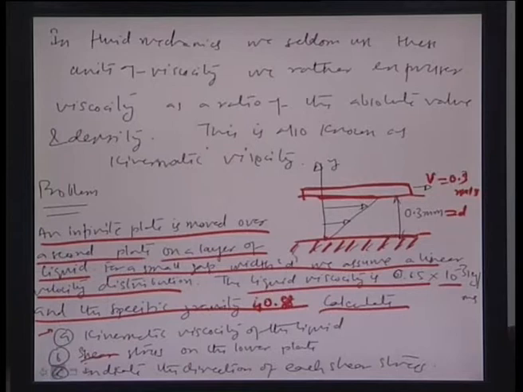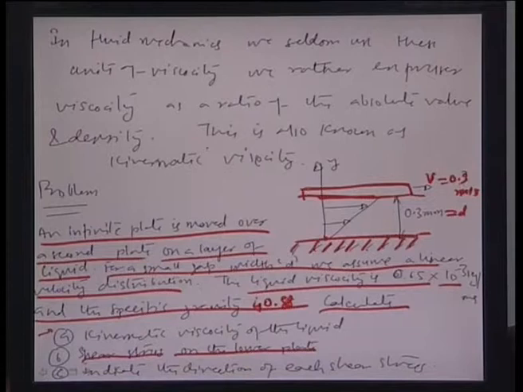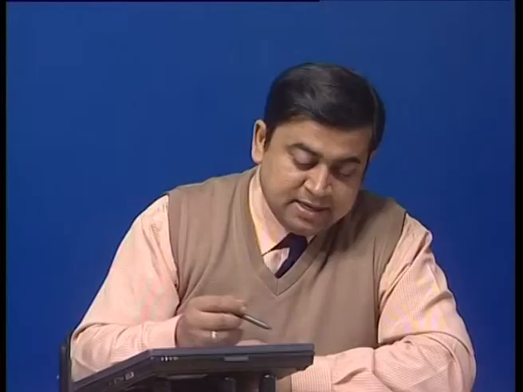So you have to find out the shear stress, particularly on the lower plate, and you have to indicate the directions of each of these shear stresses. So let us solve this problem to understand about the viscosity. So the first question is what really is the kinematic viscosity here. As you know, kinematic viscosity, we represent it by the symbol nu, okay?